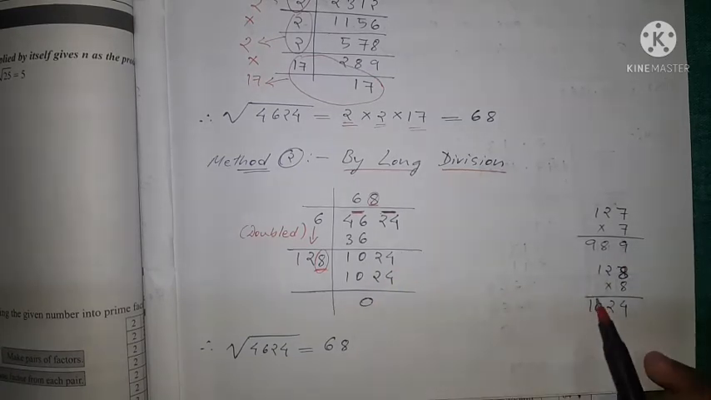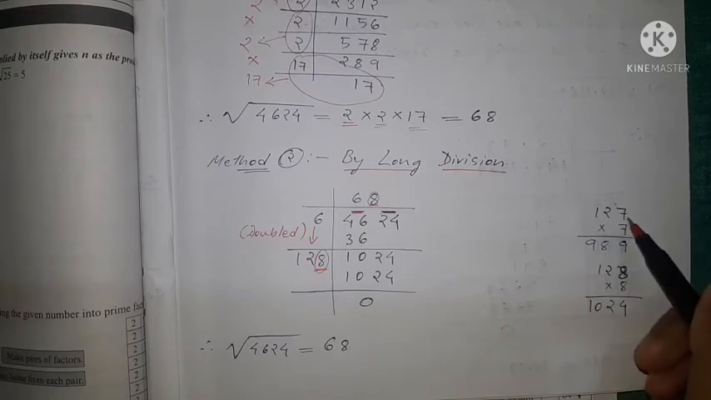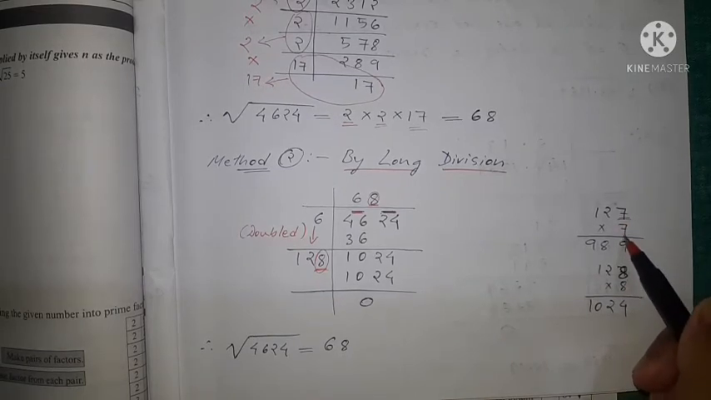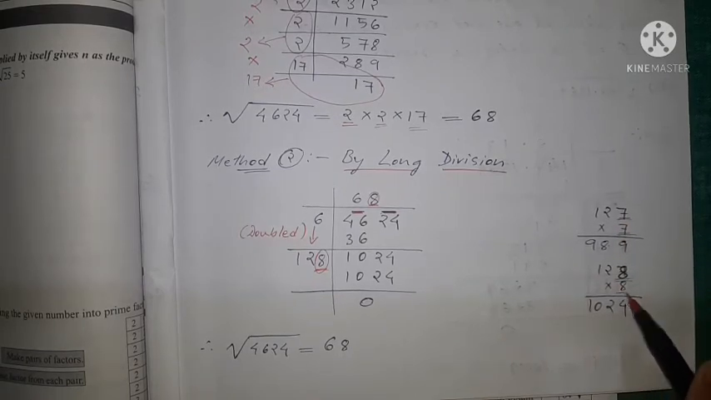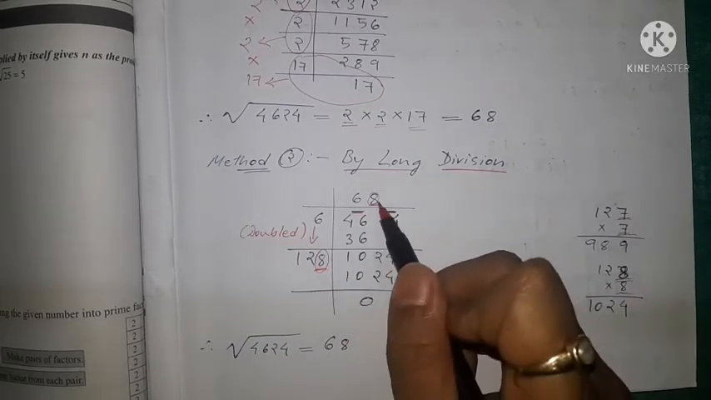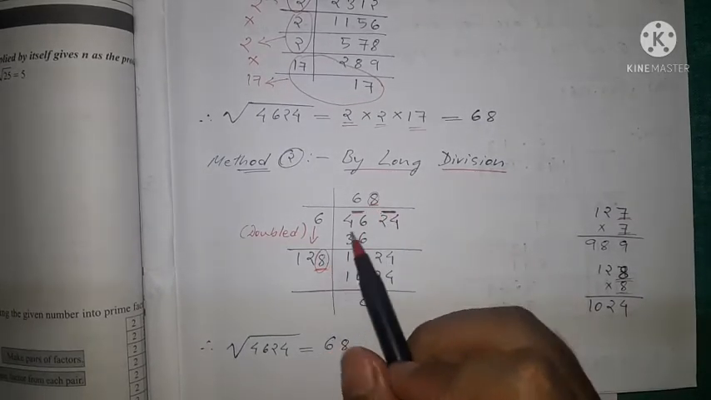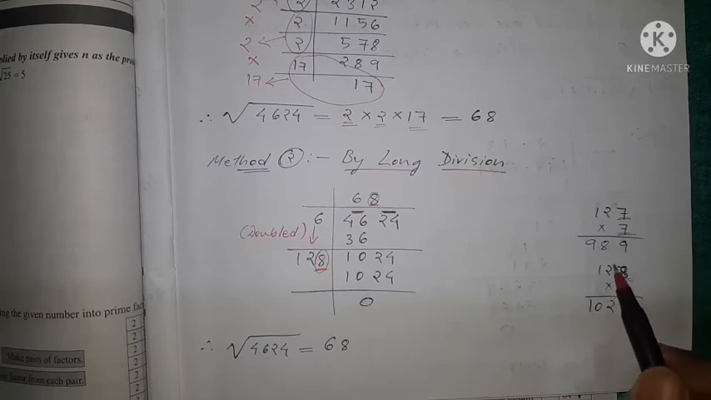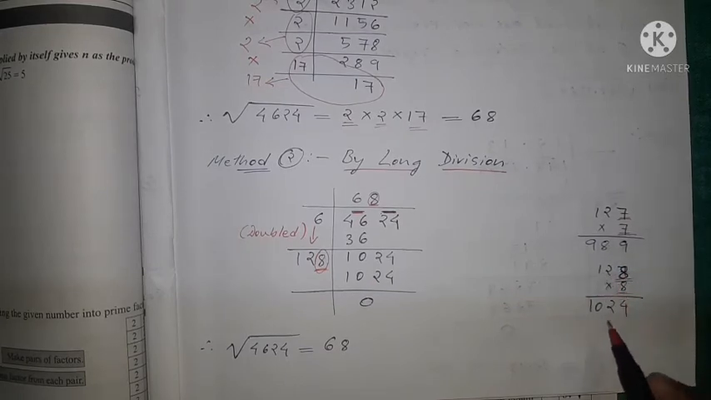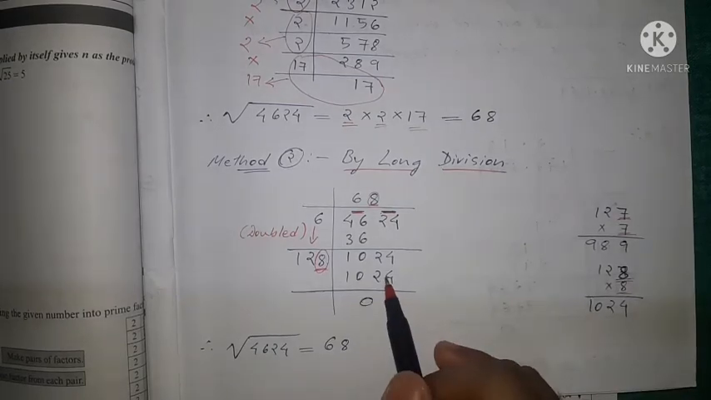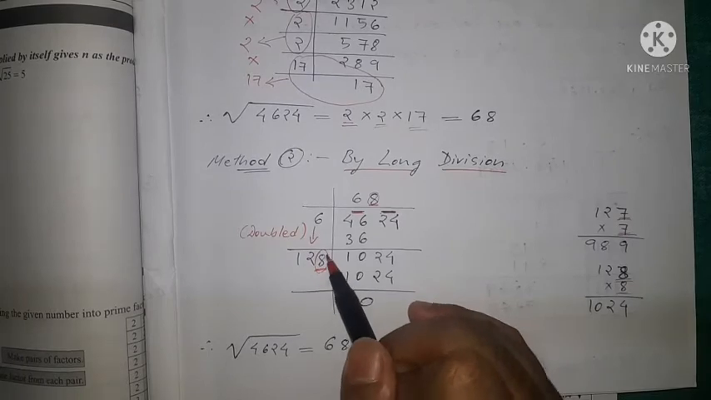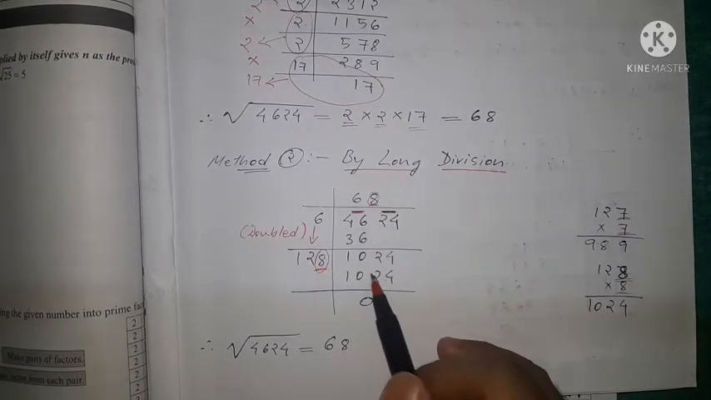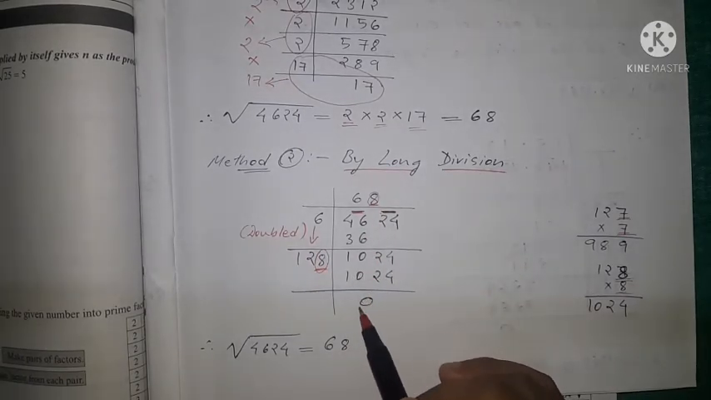So let's take 128. We must take the same number, 8 and 8, so the numbers must be the same. We cannot take different numbers. The second option is 128 into 8. Directly we get 1024. Therefore we write here 8 and 8. That is 1024, so if we subtract, the remainder is 0.